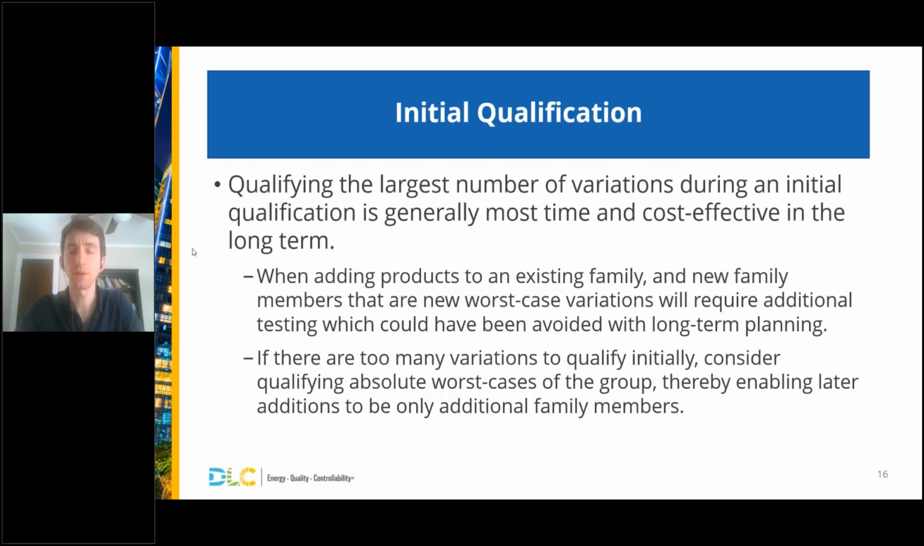And if there are too many variations to qualify initially due to listing costs or other reasons that make it not worthwhile to qualify all variations at one time, you should consider focusing the initial qualification on products that would produce the worst case configurations and the worst case conditions. Then subsequent applications can be submitted without additional testing if the new products are not representative of a worst case variation.